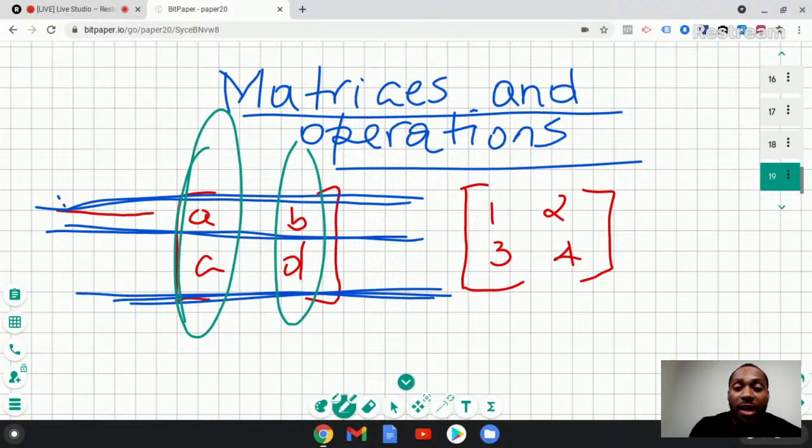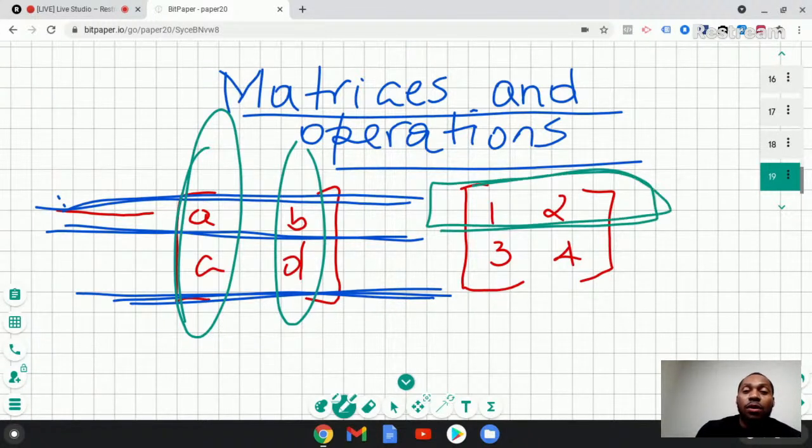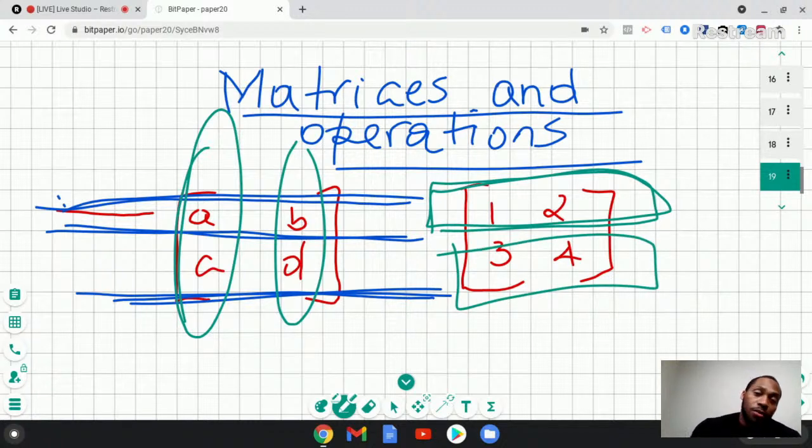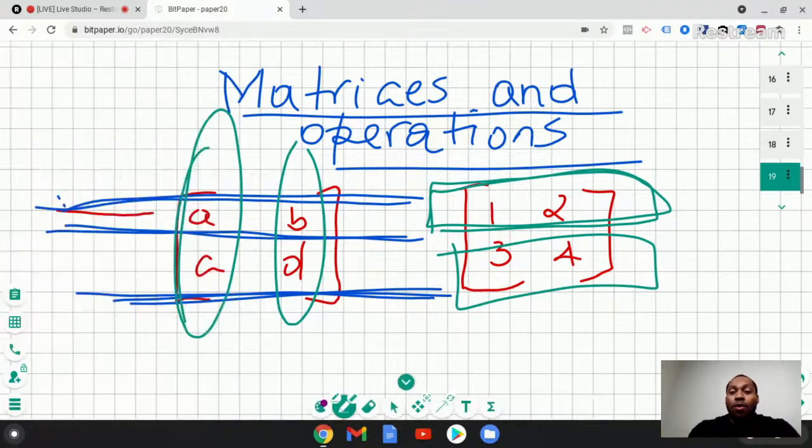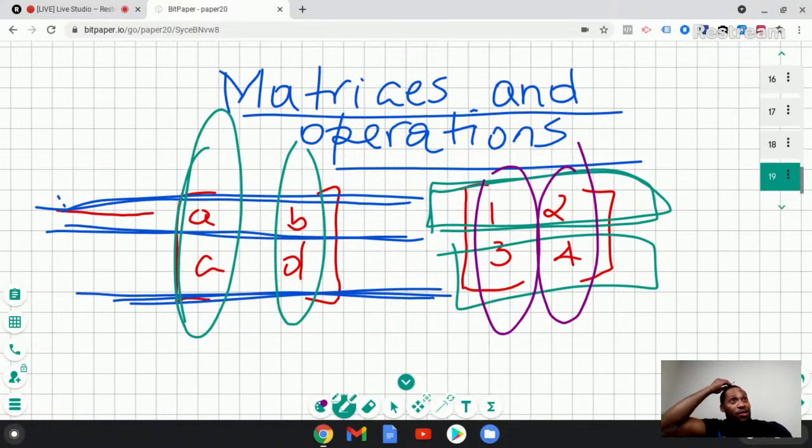Same thing here to the right. 1 and 2 are the first row, 3 and 4 are the second row. For columns, 1 and 3 are in the first column, 2 and 4 are in the second column, and that's how you're able to see that.